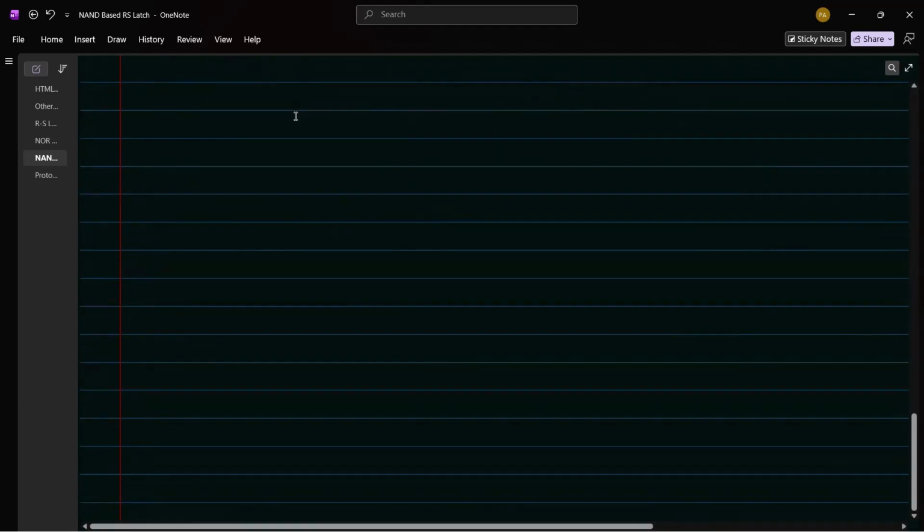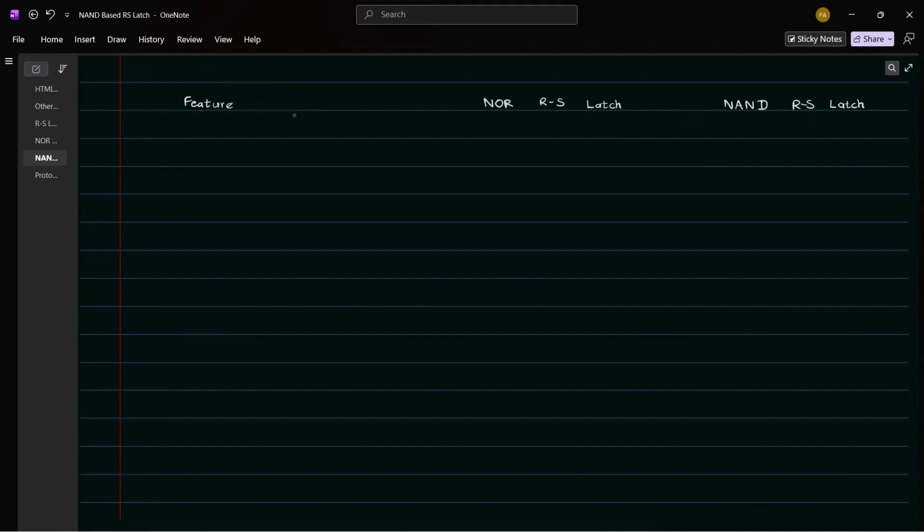Now let's go through the summary of these two latches, the NOR based RS latches and the NAND based RS latches. So let me put a table for you first. First feature will be the circuit diagram.